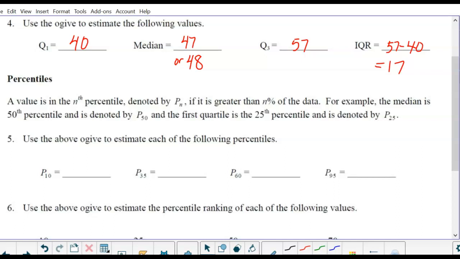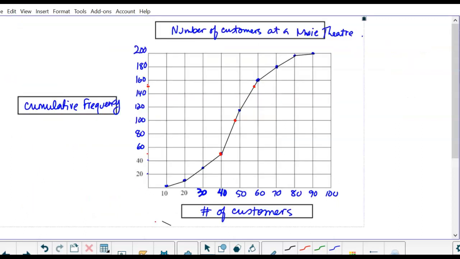So use the above ogive to estimate each of the following percentiles. P10 means we need to know 10% of 200 to know how many data values we're looking at. So that's the 20th data value. Okay, so that's where we're looking. On our chart, 20th is here, so we go across to our graph and we look down. It looks to me on mine about 25. Okay.